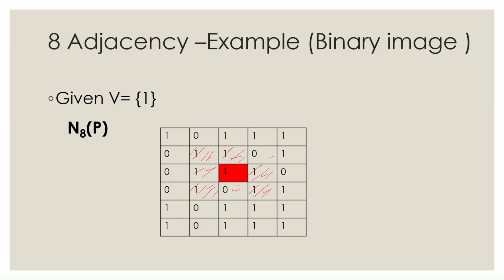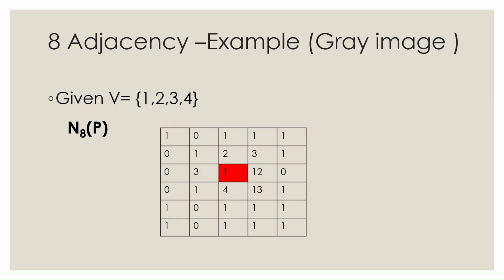Now let us take these zeros. So we cannot consider this 0 because this 0 is not present in the set V. So we cannot consider these values for the 8 adjacency. Though these zeros belong to the 8 neighbors, this value of intensity is not present in the set V. So we cannot consider them for adjacency. Now let us consider the same example with a grayscale image. We take the pixel P at the center. We mark all the 8 pixels.